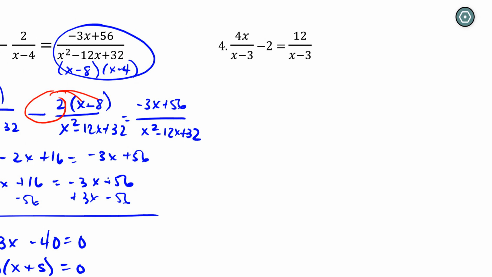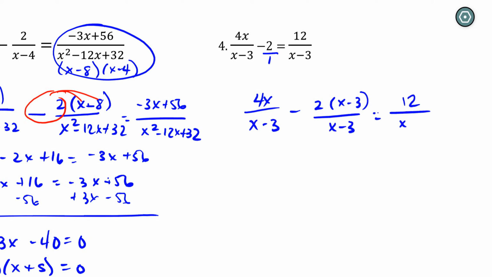This one's a little bit different because of the 2. 2 really, remember, is a rational number, so it's over 1. So when I make a common denominator, the first fraction has the common denominator, the second one doesn't, and the last one does. Write out your equation. So I have 4x minus 2x plus 6 equals 12.